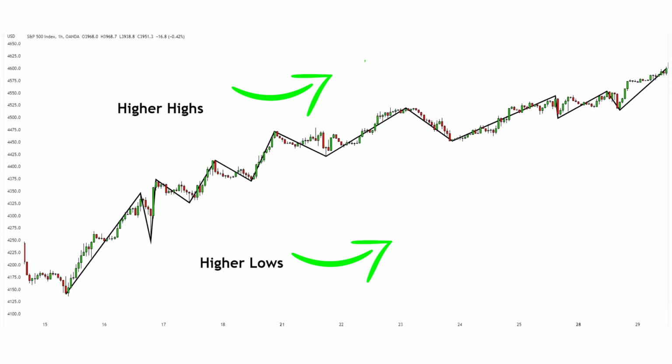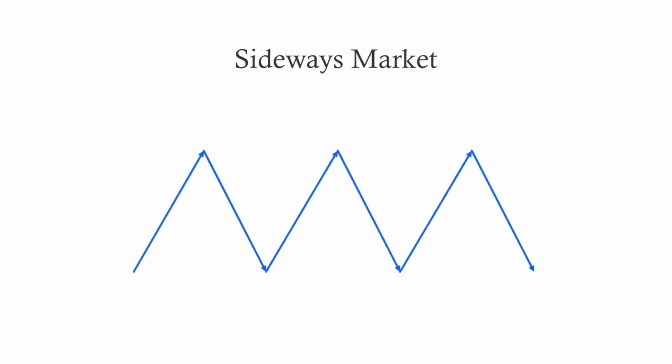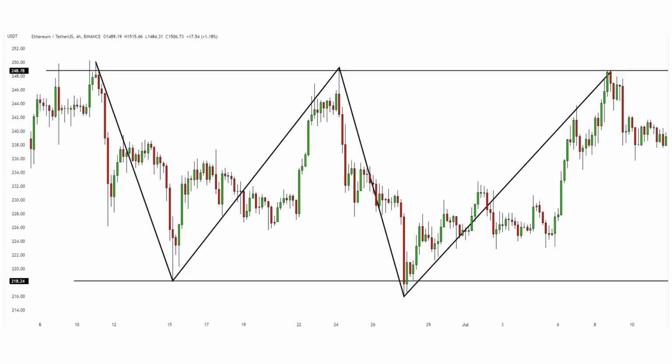The next type of trends will be the sideways market, which is characterized by roughly equal upwards and downwards price movements. This means that buyers and sellers have around the same strength. The sideways market is marked by flat highs and flat lows, as you can see in this illustration. In this chart, you can see a real example of a sideways market. In real charts, the flat highs and flat lows are not perfect.